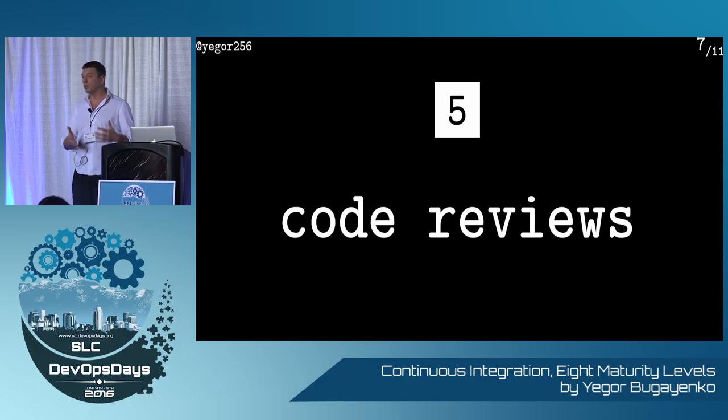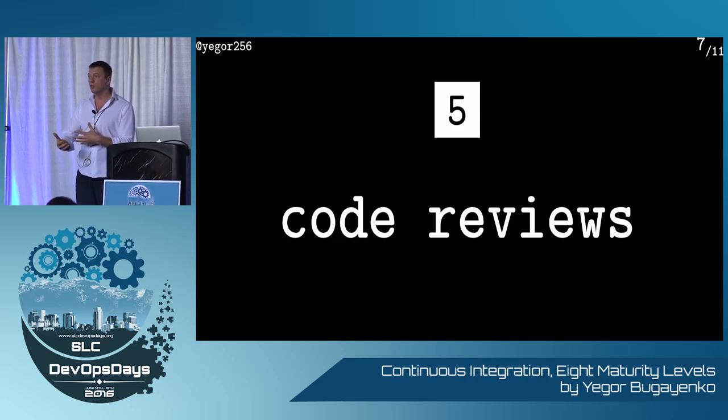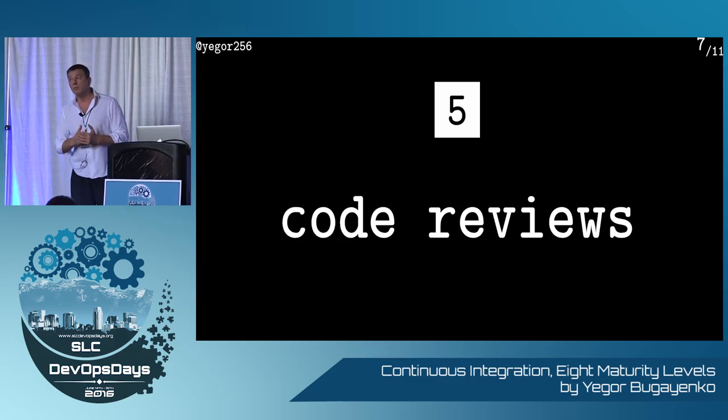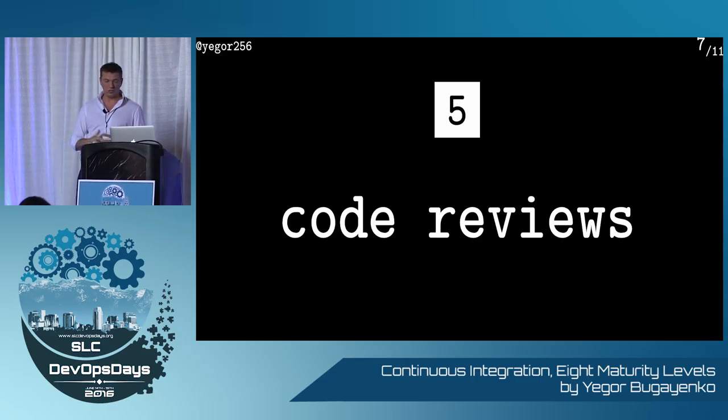GitHub is really good for that because they have this pull request, and you can actually make comments on any piece of the pull request and say I like your code here, but I don't like your code over there. Then the author of the pull request will make changes, improve it, and the code review will continue, and eventually it will finish, and then the code will go to the repository. So this is a really important step for the higher maturity of continuous integration in general.